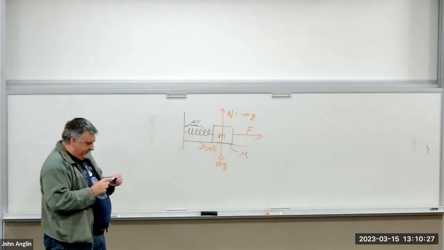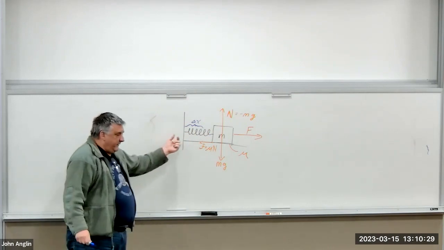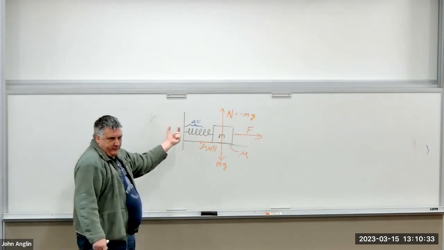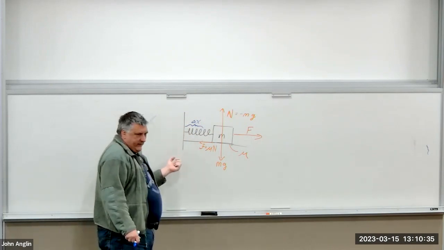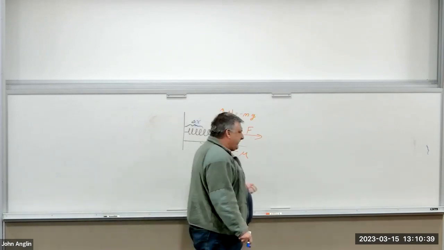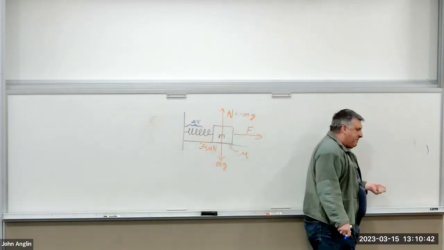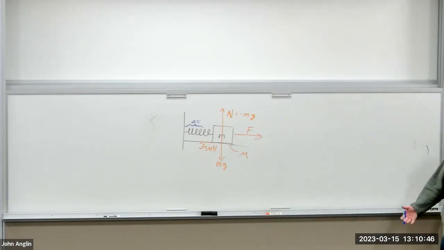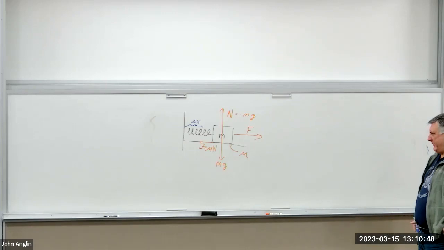Is going to be the distance that we stretch the spring. So this is some displacement, right? Delta X. The further we stretch the spring, the harder it's going to want to pull back. That seems consistent with how springs work.